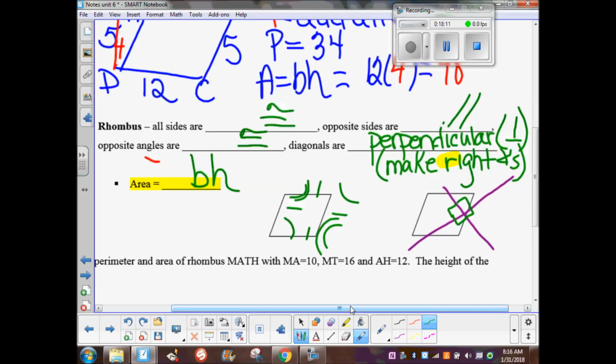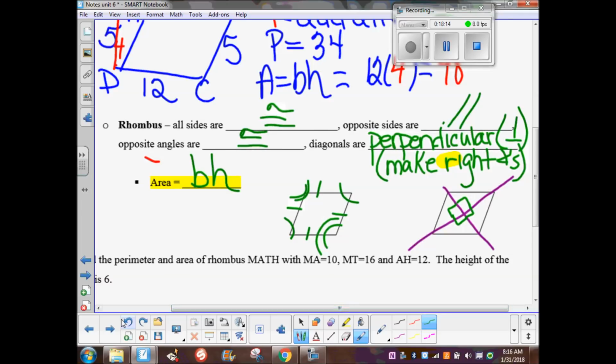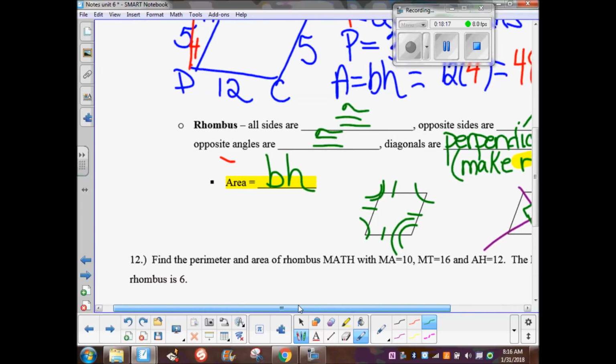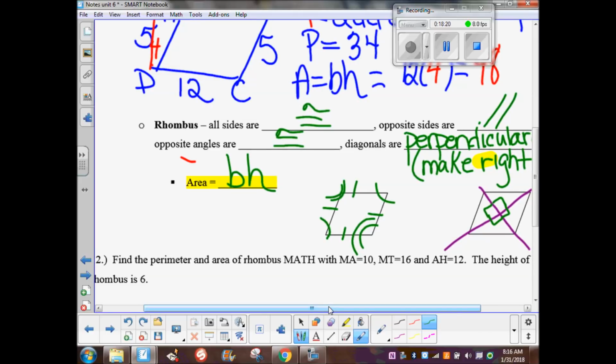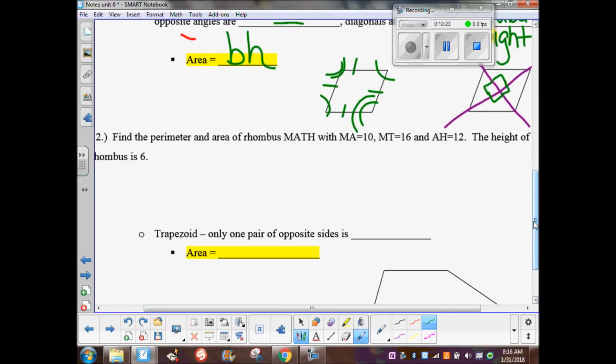So let's find perimeter and area of a rhombus. Go ahead and draw a picture of a rhombus. Let's draw that, and then we've got a question on it. I'm going to start down here, lower left. M-A-T-H.